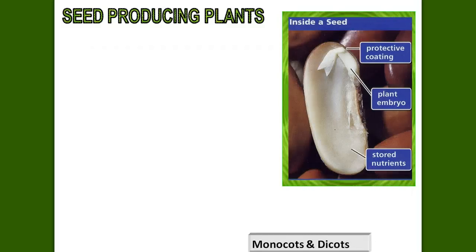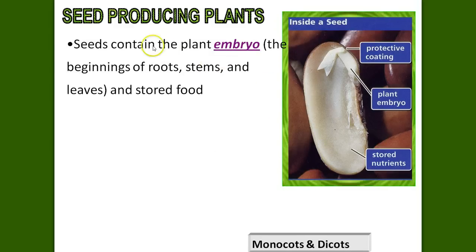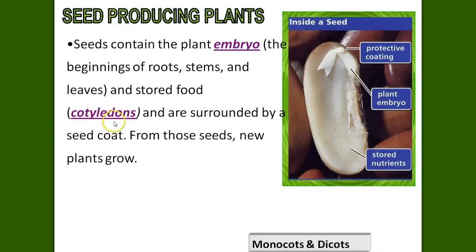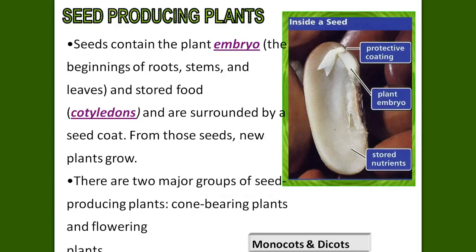Seed-producing plants. We have studied the seed a little bit. We know that it has an embryo. It contains a plant embryo, which is the beginnings of the roots, stems, and leaves, and it has stored food inside. That stored food is called a cotyledon. And it's surrounded by a seed coat. Here's the seed coat on the outside. We've been studying this and we've been memorizing the parts of a seed, so that should look very, very familiar to you. There are two major groups of seed-producing plants, cone-bearing and flowering.